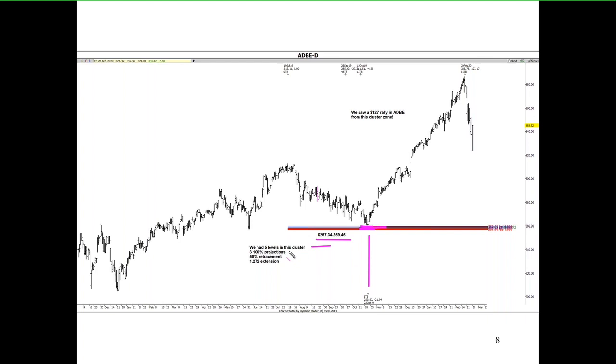We actually had 3 100% projections of prior swings. We had a 50% retracement of another, and a 1.272 extension of another swing. So that's pretty much what I'm trying to do every single day, all day long, is to look for key trade setups based on the Fibonacci ratios. But most importantly, one of the main types of trade setups that I do every day are called Fibonacci price clusters, which essentially means it's a cluster of at least 3 Fibonacci price relationships that come together within a relatively tight range. So this was a cluster.